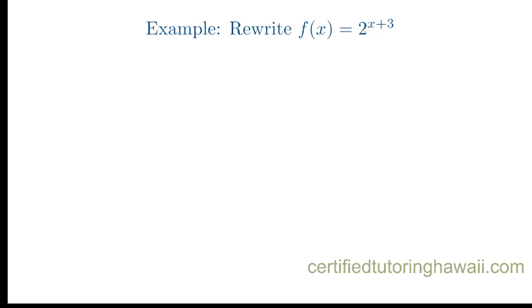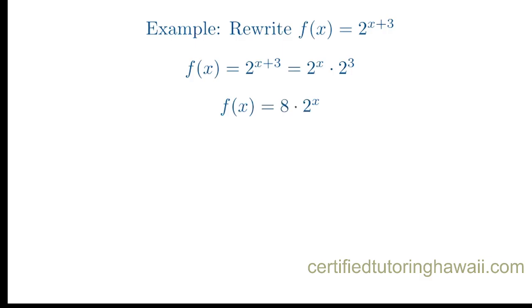We can rewrite this using the product property. The exponent is x plus 3. So we can split it into 2 to the x times 2 to the 3. Now we can simplify 2 to the 3. 2 cubed is 2 times 2 times 2, which equals 8. This means our function f of x can be rewritten as 8 times 2 to the x.